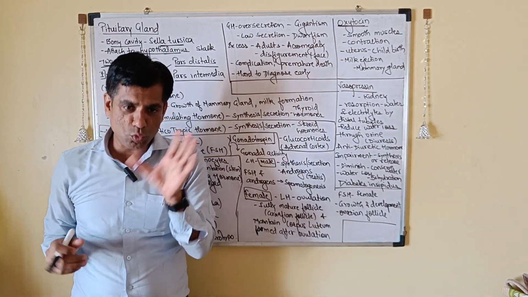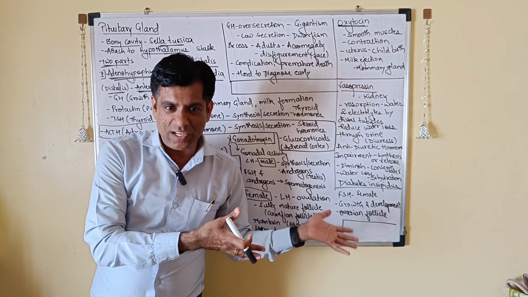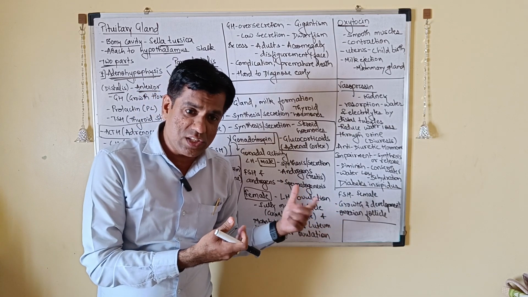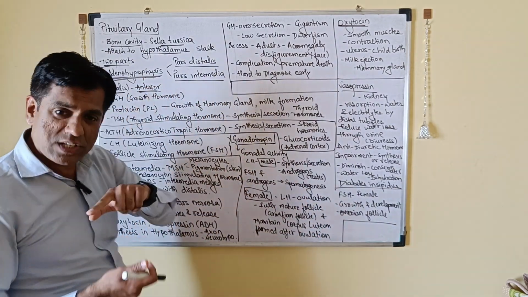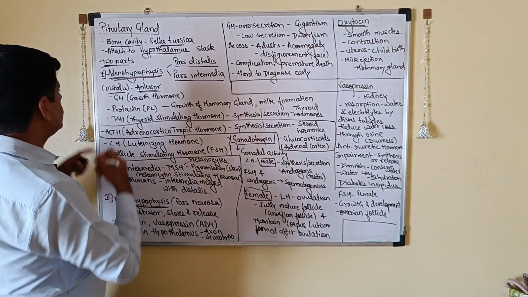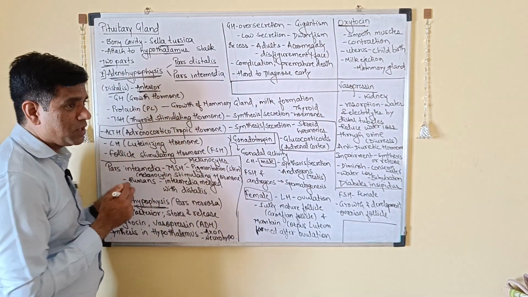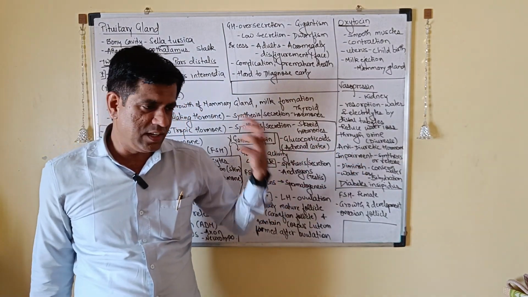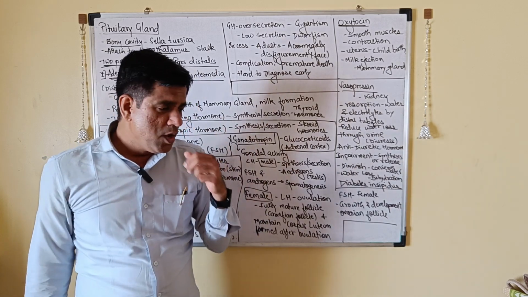So pituitary has anterior and posterior, right? The anterior one is adenohypophysis and the posterior one is neurohypophysis. Anterior one is adeno and the posterior one is neuro, right? So you have the various hormones of the anterior pituitary. Anterior pituitary produces its own hormones. It does not depend on anything else. It has its own hormone producing cells, and it is producing all the hormones, right?